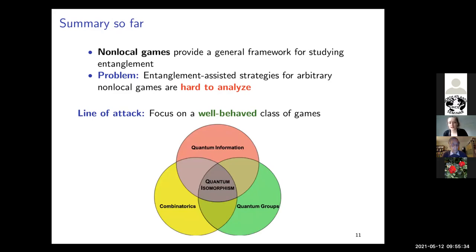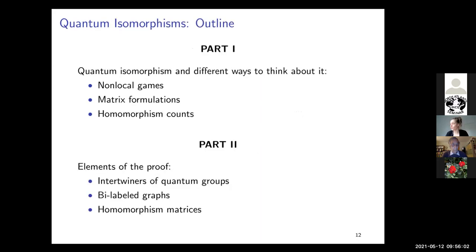What I want to tell you about now is this class of games for graph isomorphisms. One reason why I especially like this class of games is because it seems to admit very natural interpretations in different fields. The original definition comes from quantum information, and then we're going to see that they can also be phrased naturally in the language of quantum groups and in terms of combinatorics, and counting complexity specifically. So that's my plan for the second part.